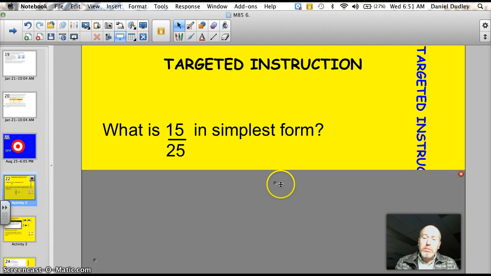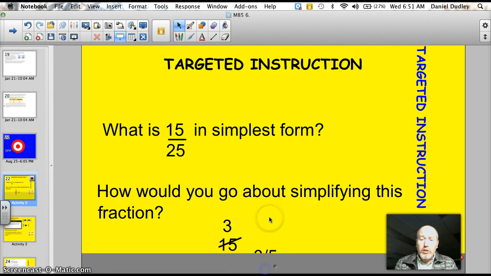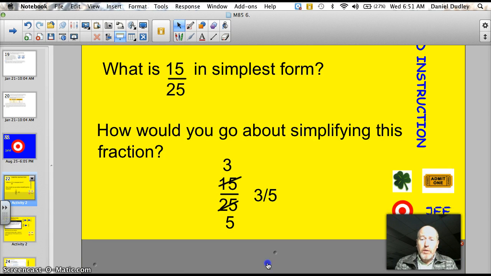You just simply divide any number into the top that also fits into the bottom. I chose 5, and so I very quickly simplified this. I divided the top by 5, and I had 3, and I divided the bottom by 5, and I got 5 for a fraction of 3/5.